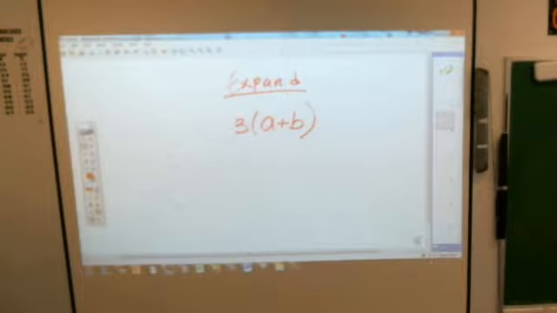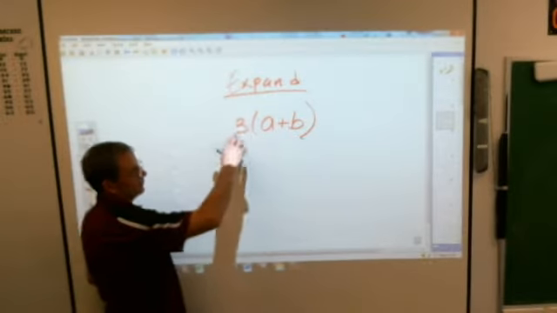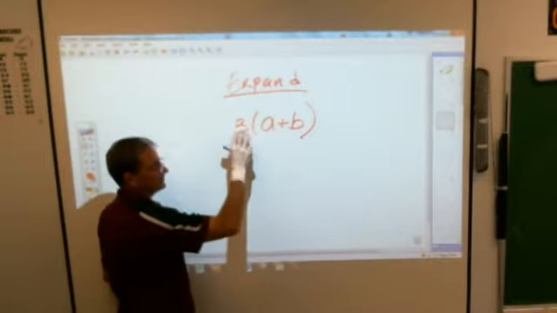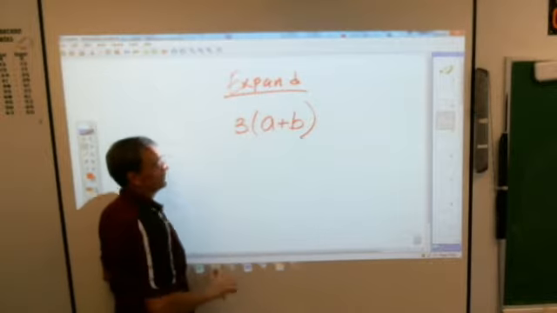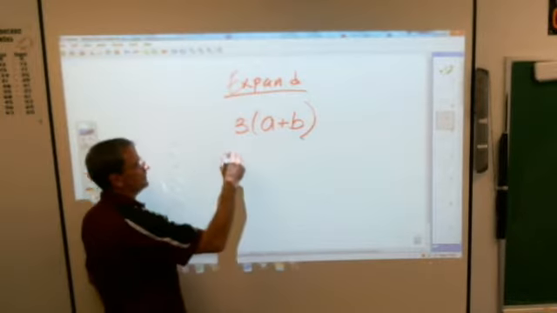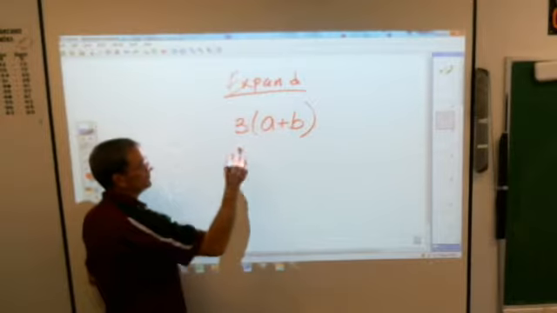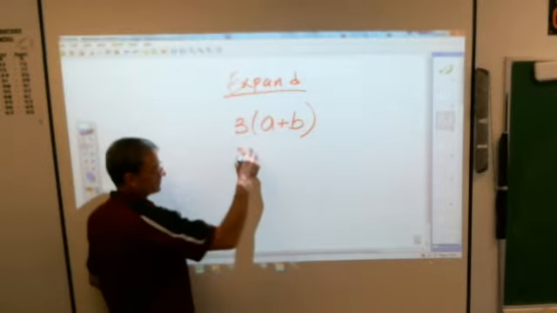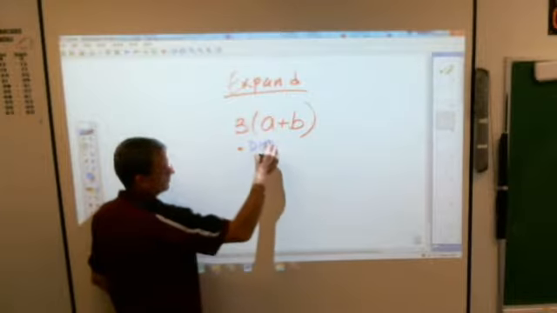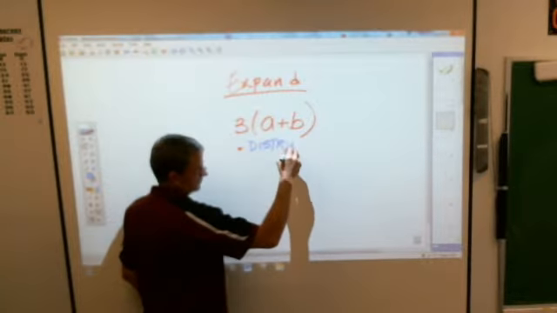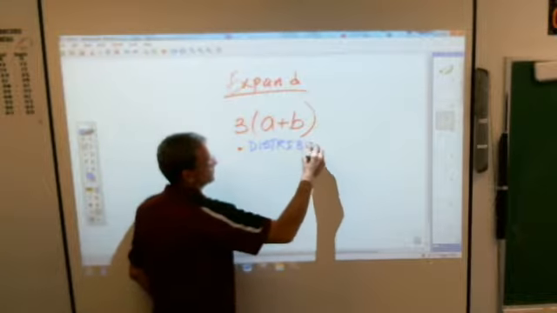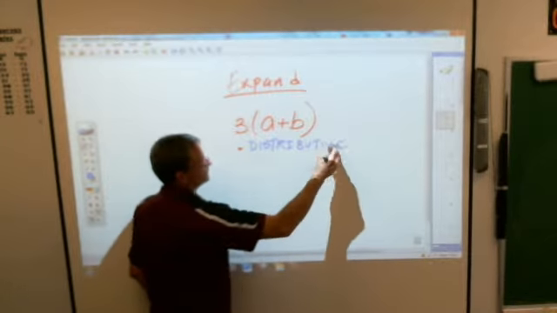Okay, what this means is this. You see a 3 or a number or anything with a parenthesis next to it. What does that mean? That means this 3 gets multiplied by this whole parenthesis. In order to simplify this, in order to expand this, we use what is called the distributive property.